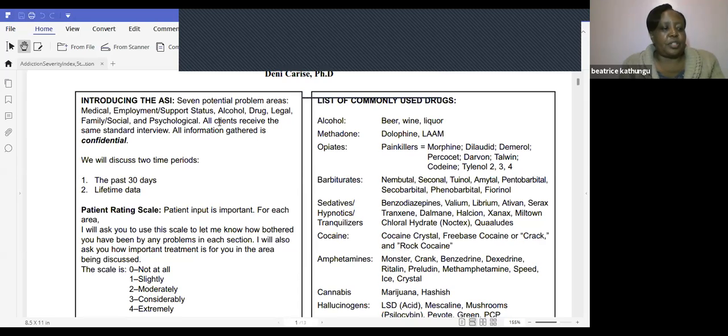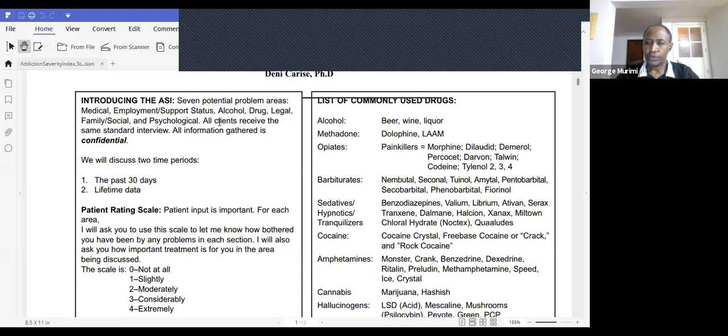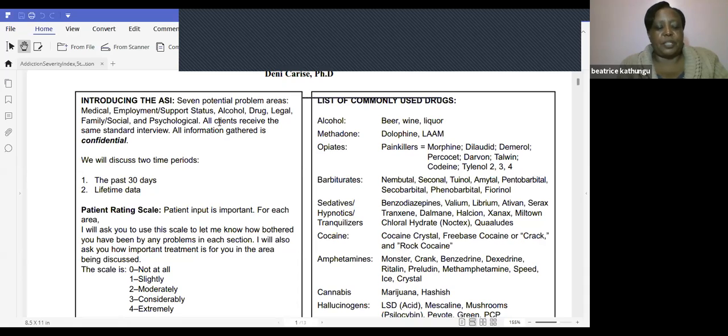So this ASI has 7 potential problem areas. Areas where, when we use substances, we could be affected. It has a section that is general, and then a section where I'm going to be asking you about medical issues. Another section, I'll be asking you about employment and support. I will also ask you about alcohol and drugs in another section. And in another section, I'll ask you about legal issues, as well as family, and also psychological issues. Please note, George, that this ASI is used for all the clients we admit in this center.